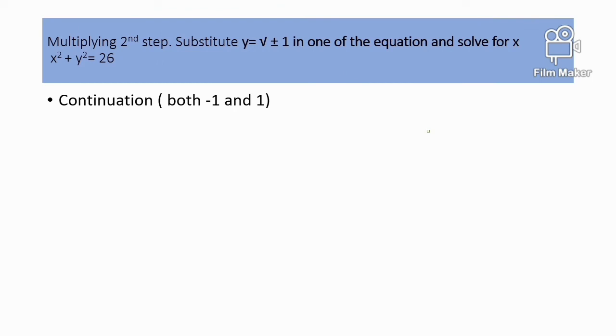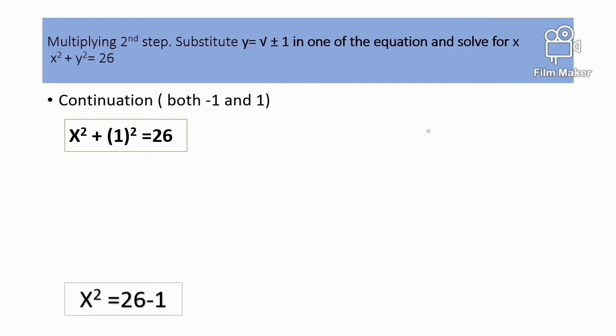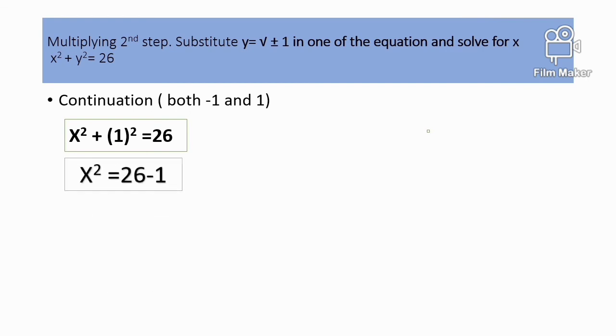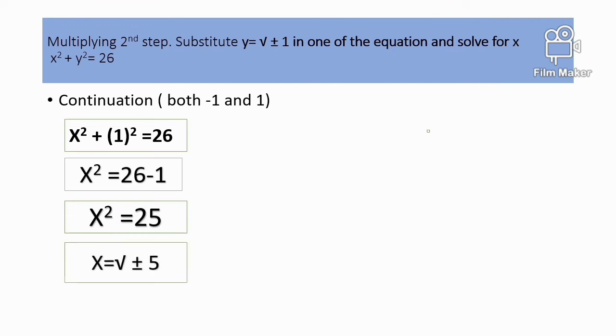The second step, substitute y equals positive and negative 1 in one of the equations and solve for x squared plus y squared equals 26. So continuation, both negative 1 and positive 1. So x squared plus 1 squared equals 26. So x squared equals 26 minus 1. x squared equals 25. After that, we will take the square root of 25. So the answer is x, one positive 5, and the other one is negative 5.